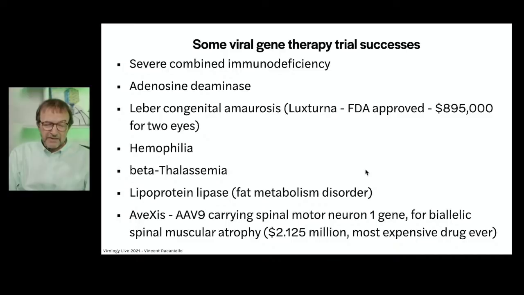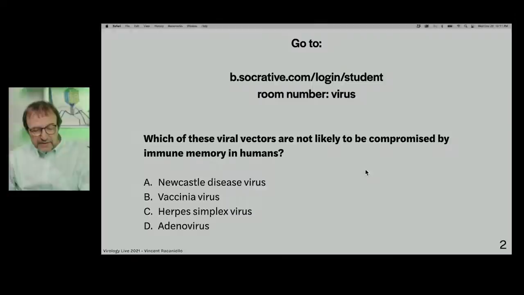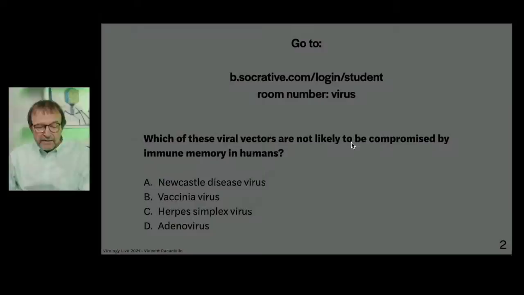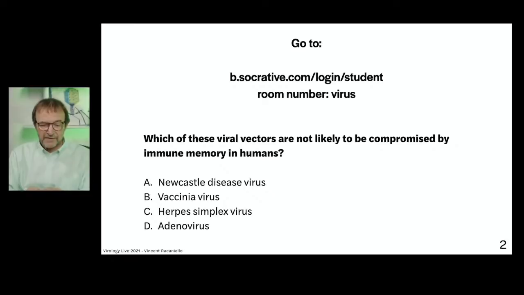Our next question, let me go and turn it on. Which of these viral vectors are not likely to be compromised by immune memory in humans? Newcastle disease virus, vaccinia virus, herpes simplex virus, adenovirus.